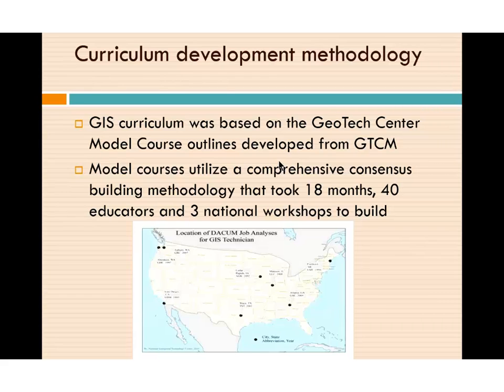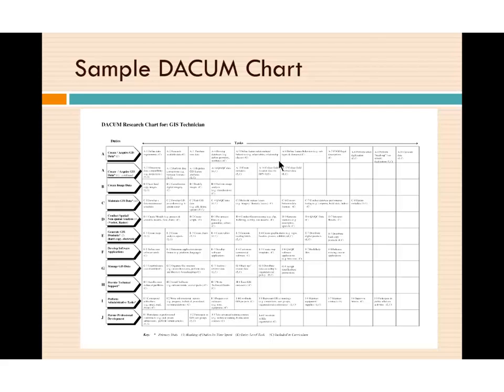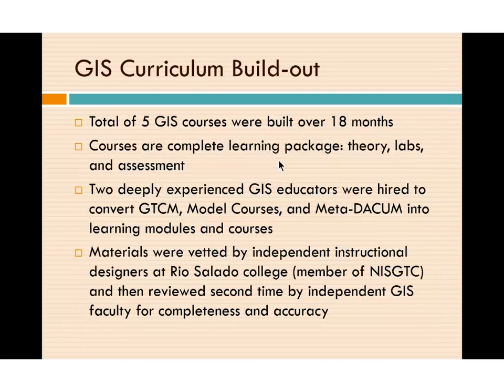The model courses utilized a comprehensive, consistent build, which took 18 months, 40 educators, and 3 national workshops. So as we went through this process, we basically came down with a very set, detailed set of skills that these technicians are supposed to know. For the curriculum build out, we had a total of 5 courses by our college that was built over a period of 18 months. The courses are complete learning packages, theory, labs, and assessment, so it's all built into the package.